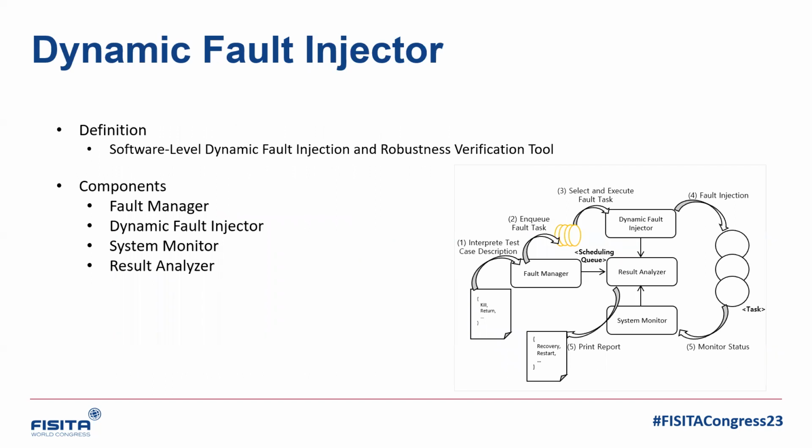The software-level dynamic fault injection tool, which can operate without any hardware support, was designed and developed. The fault injector is an automated system that can inject faults according to test cases, targeting a working system or specific tasks. And it monitors the results to verify that the system or task functions properly and overcomes the injected faults as expected by the user. The fault injector is structured and operated as shown in the diagram on the right.